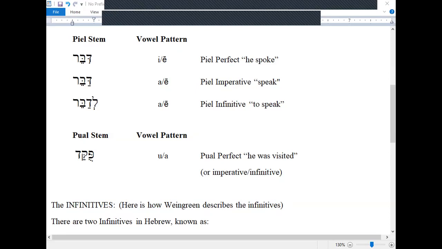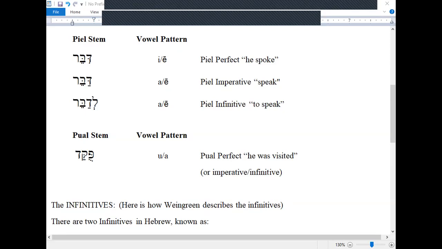Or you can also have the imperative and infinitive with that same construction. At this point, the context would determine what we are looking at. Are we looking at an imperative? Are we looking at an infinitive like lepugad or pugad, that is visit? Or are we looking at a Pual perfect, third masculine singular? And all three of those have the qibbuts followed by the patach and doubling of the middle radical, or middle consonant.